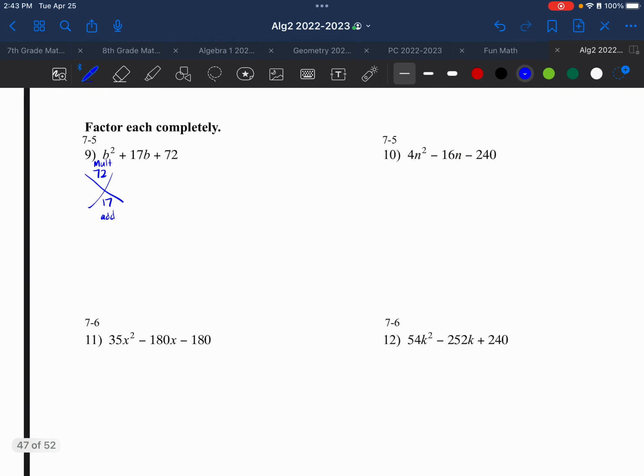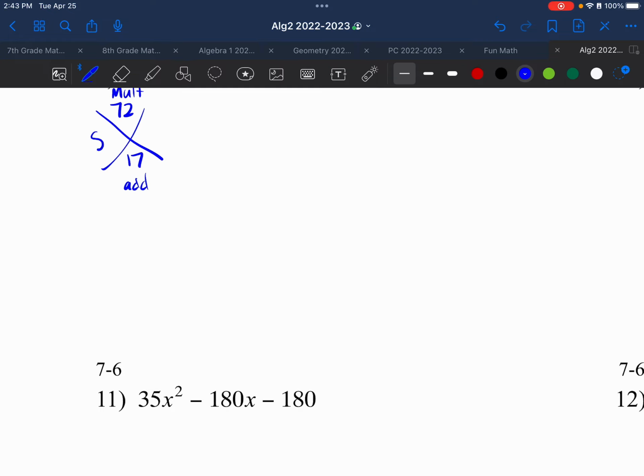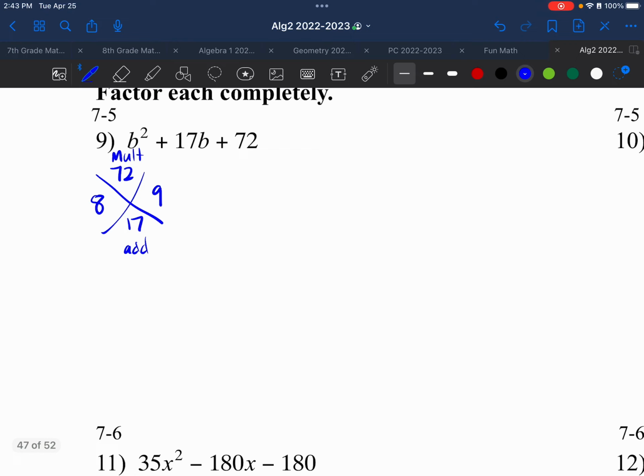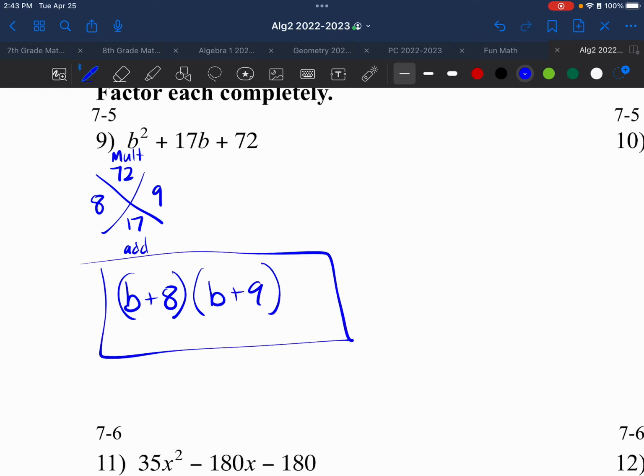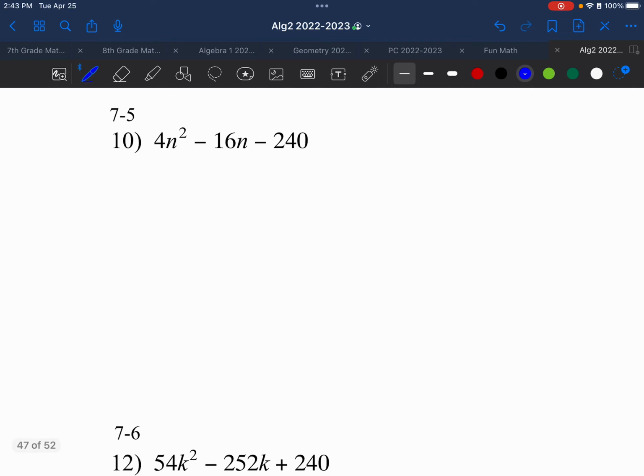So I come back over here. I say the numbers 8 and 9 multiply to 72, and they also add to 17. And then I finish completing the square. I say B, it's a positive 8, and B, it's a positive 9, so plus 9. And I've done my factoring. Box it. Final answer.